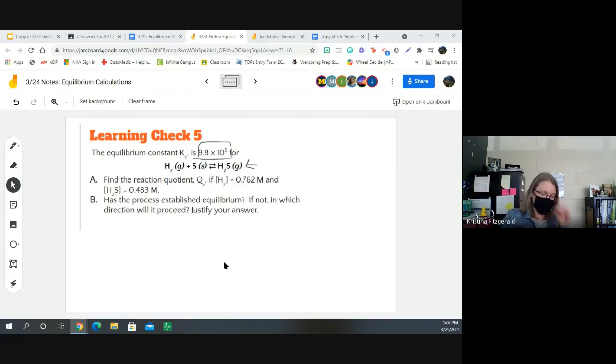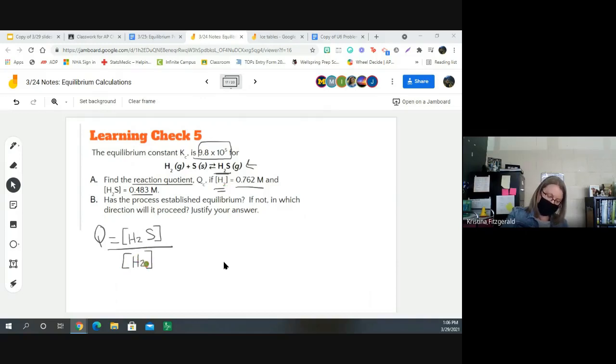Okay, so part A says find the reaction quotient. That's just a fancy word for Q. So, our moment in time, if we know we have these concentrations. Okay, I have to think for a second. Sorry, it's going to happen a lot. All right, we're going to do products over reactants. So this is our product, so we're going to put this on top, and we're going to put this on the bottom.